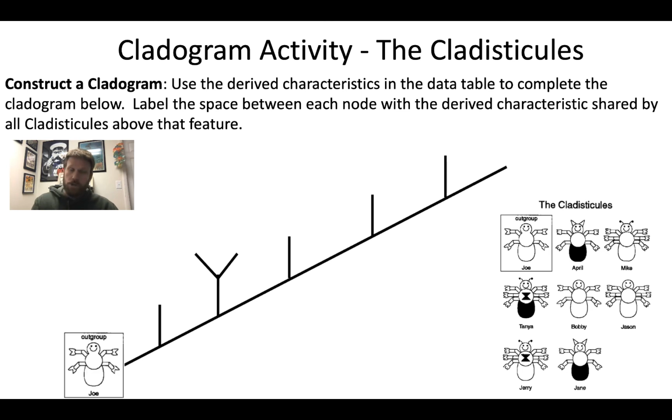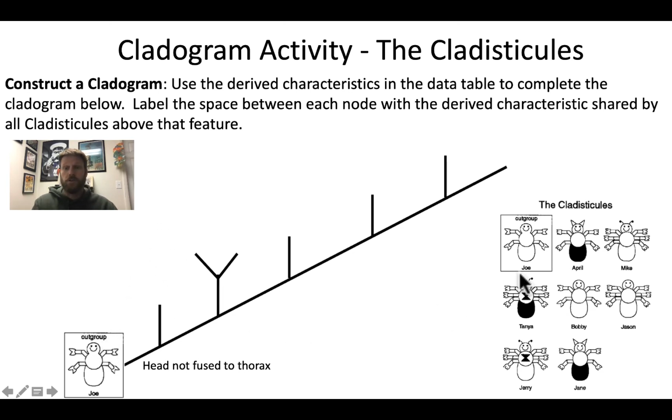That's Joe. Joe's at the bottom of our cladogram. Remember, the only thing that was different about Joe and the rest of the cladisticules was that he had his head fused to the thorax. All the other cladisticules do not have their head fused to the thorax. So that is the characteristic that separates Joe from the rest of the cladisticules. So all the other insects are going to have a head that's not fused to the thorax.